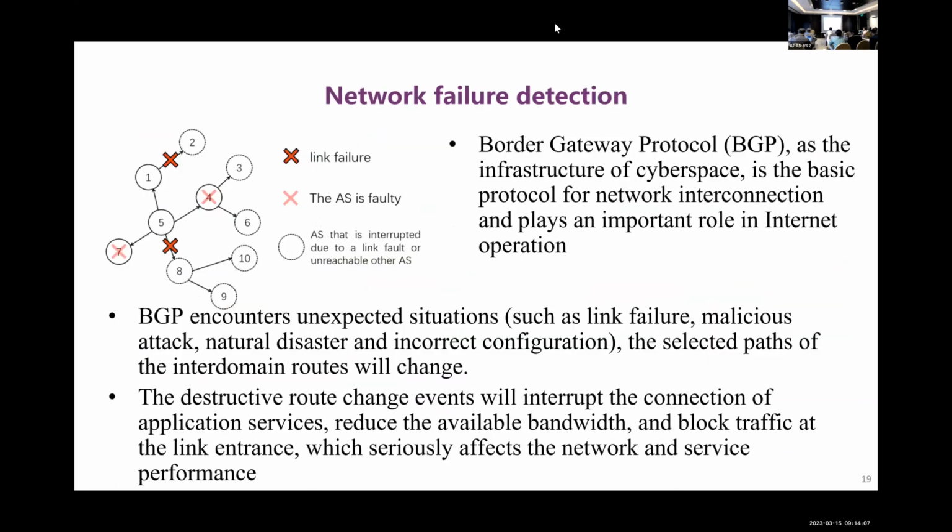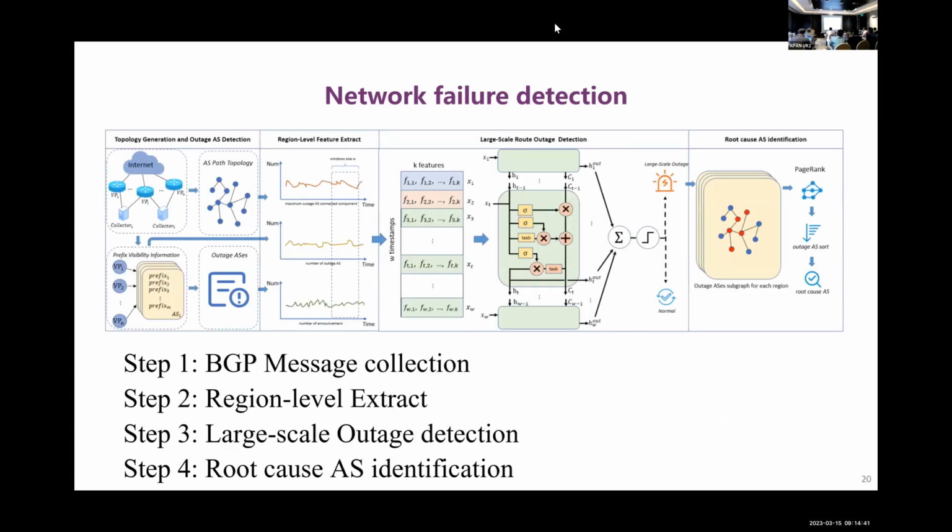Also, we can use AI for network failure detection, for example, BGP failure detection. BGP is the infrastructure of cyberspace, the base protocol for network interconnection, and it plays an important role in internet operation. BGP encounters some failures and malicious attacks. The selected path of the interdomain routes will change. The destructive route change events will interrupt the connection of application services, which will seriously affect the network and service performance.